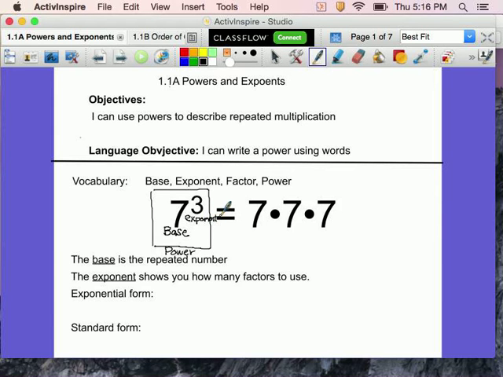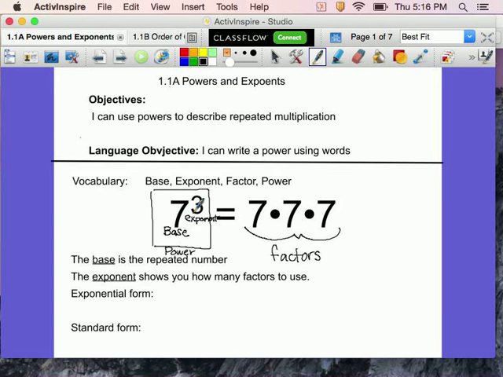And then we have our factors, however many of them you need. In this case, since it's cubed, we need 3 factors. So again, the base is the number that's repeated, so it's the big number. The exponent shows you how many factors to use. I'm going to do 7 3 times.